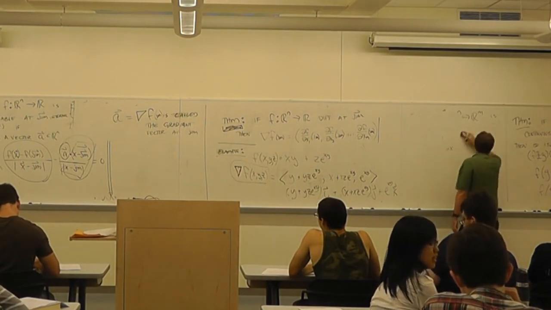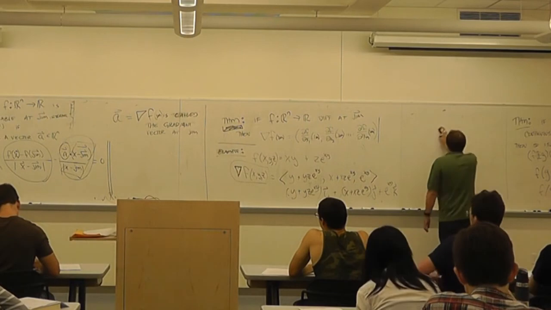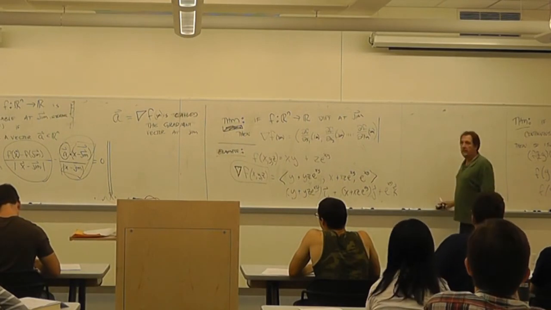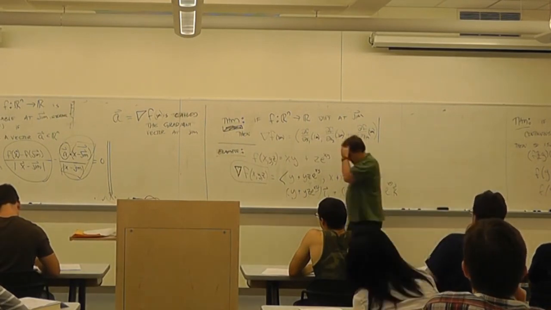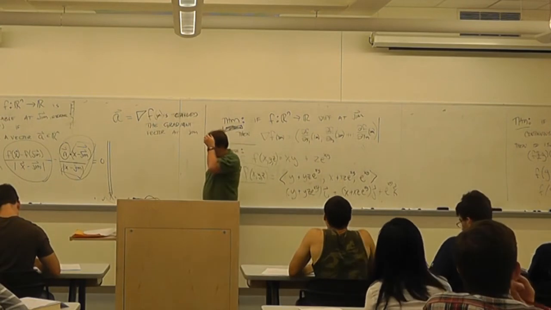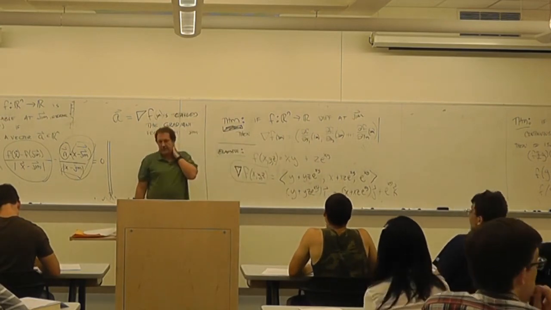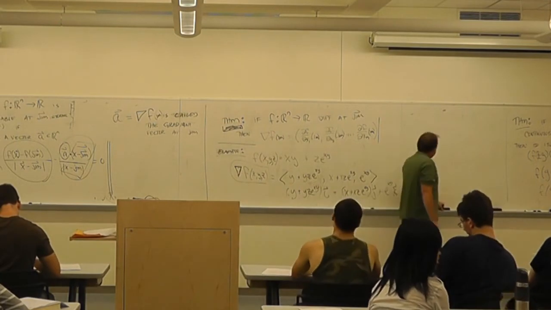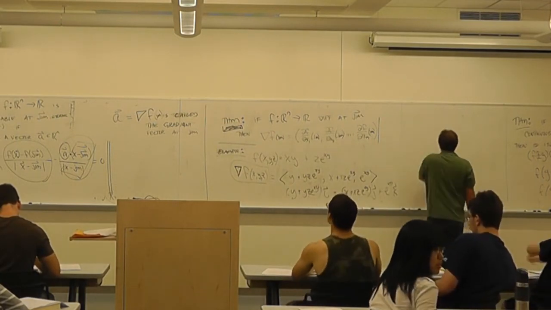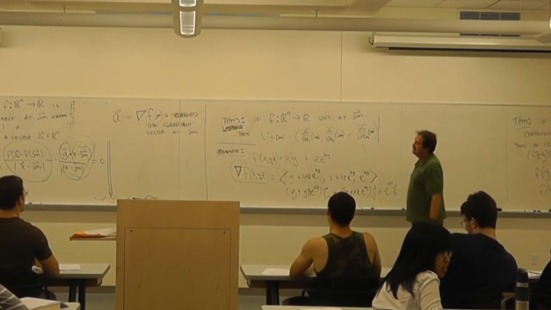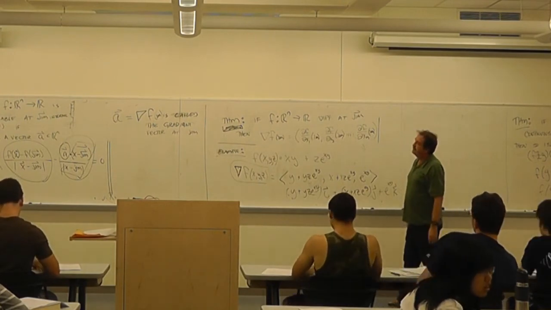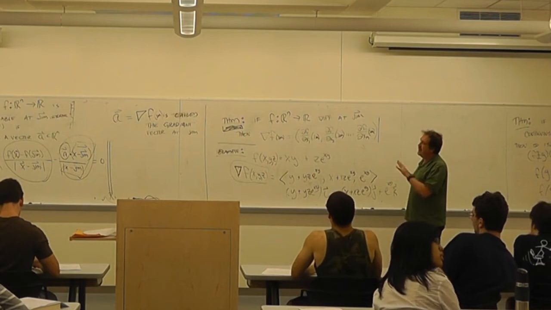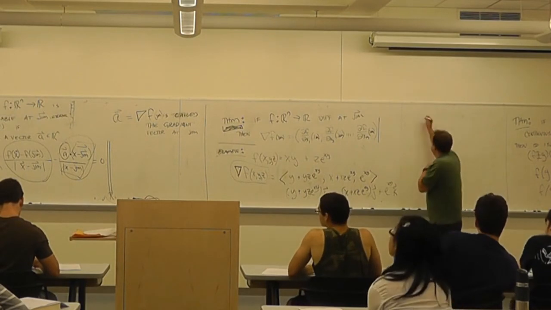So let me say a few words about the proof. The proof actually is pretty easy. You just write A, so suppose that A exists.